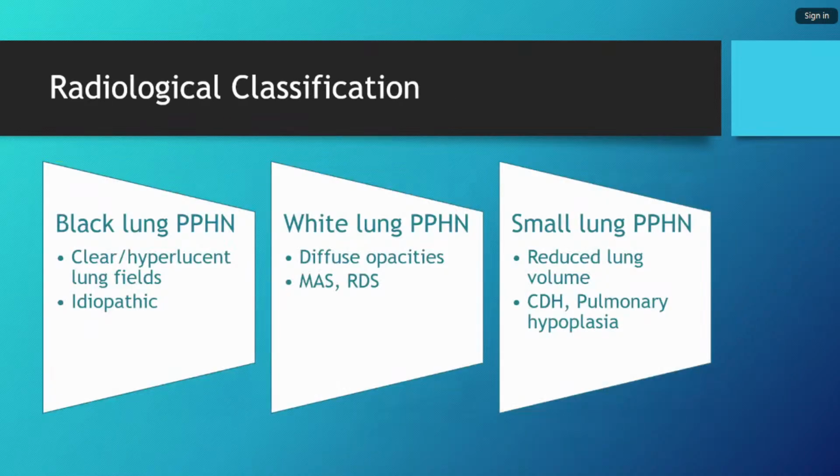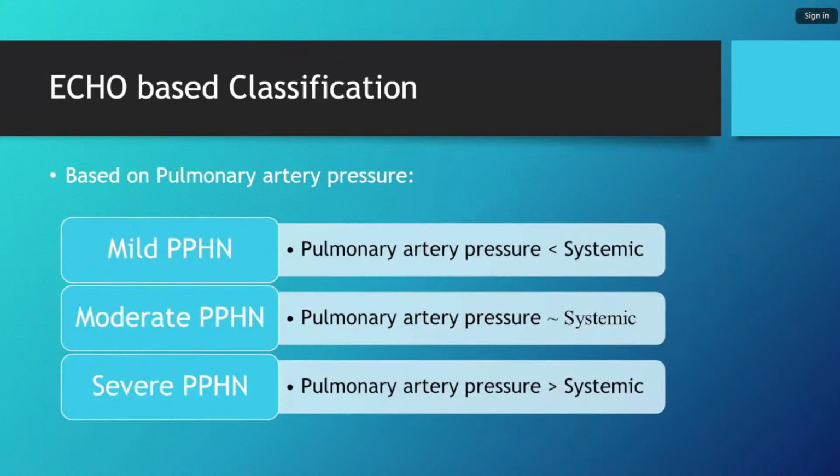Radiological classification. First is black lung PPHN. There are clear hyperlucent lung fields and it is seen in idiopathic PPHN. There can be white lung PPHN. There are diffuse opacities in the lung seen in meconium aspiration syndrome or respiratory distress syndrome. And there is small lung PPHN because of reduced lung volume, as seen in congenital diaphragmatic hernia or pulmonary hypoplasia.